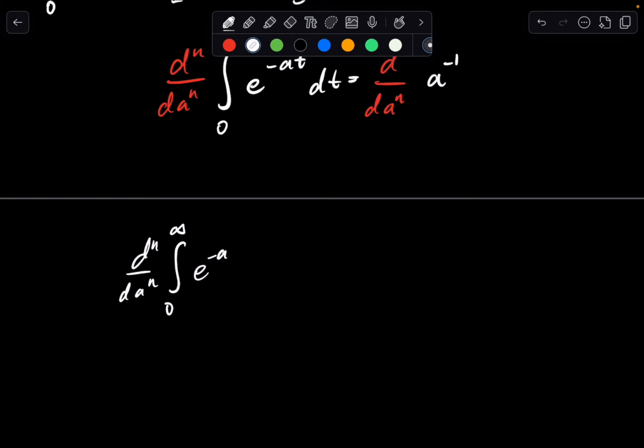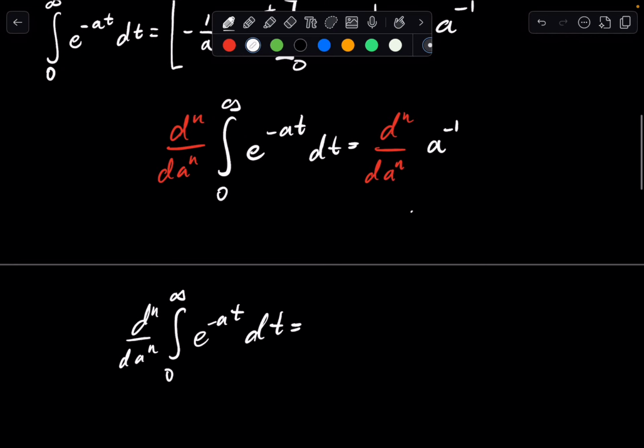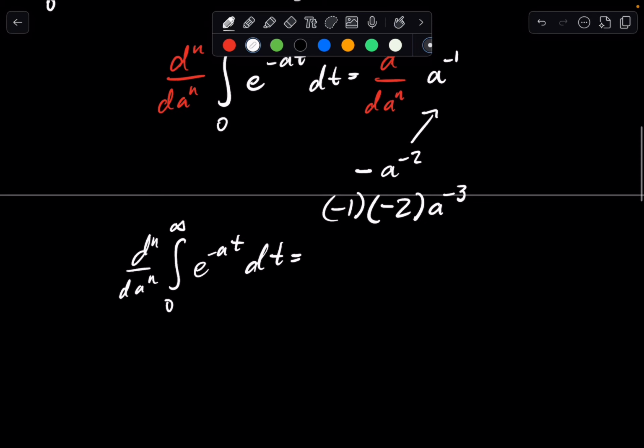of e to the negative at dt is equal to, well, what happens when I take the first derivative of this? The first derivative of a to the negative 1 is equal to negative a to the negative 2. Now, what if I take the second derivative? Then what would I get? I would get negative 1 times negative 2 times a to the negative 3. You see where it's going?